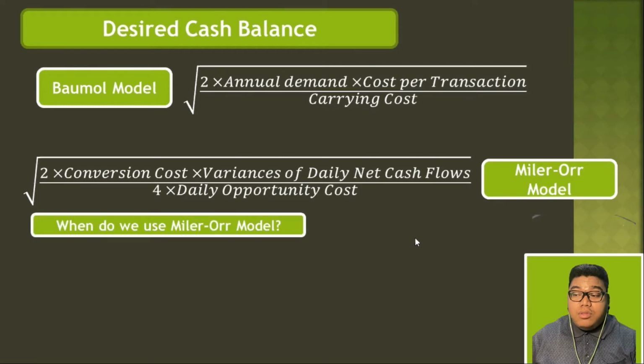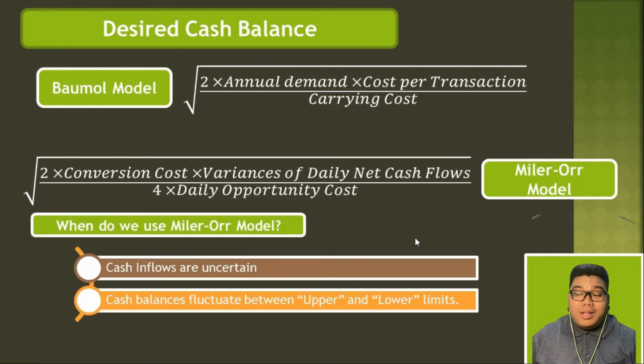So when do we use the Miller-Orr model? When cash flows are uncertain. If you would notice here, the formula considers variances. Then cash balance fluctuates between an upper and lower limit. So we have a minimum and maximum cash balance here.